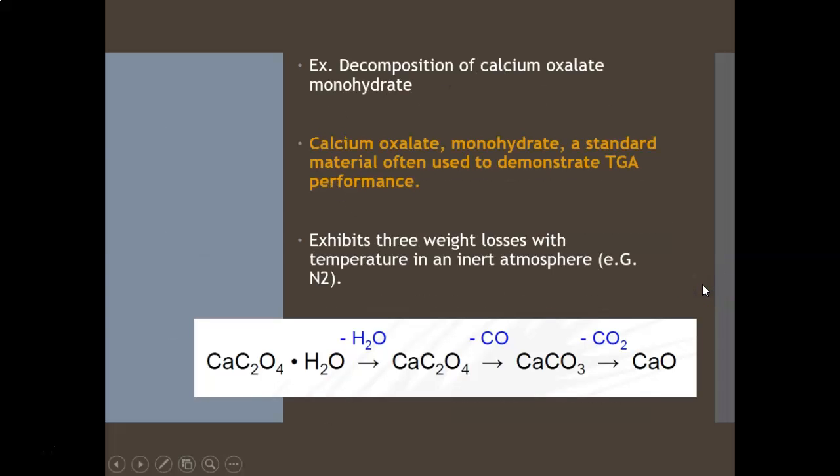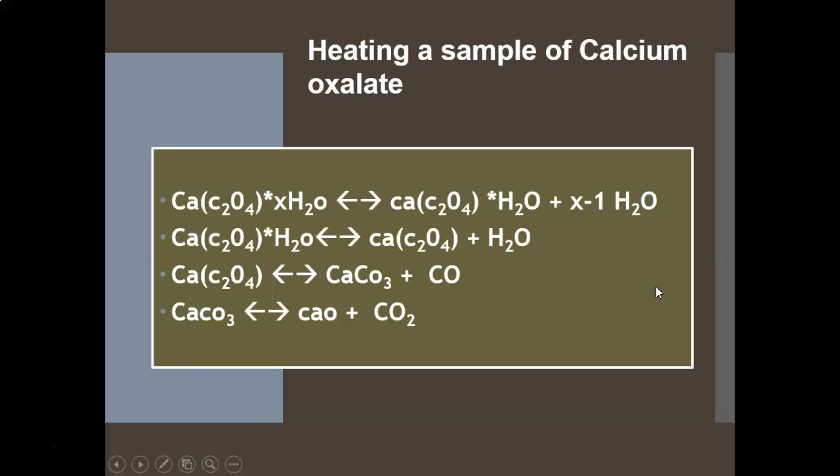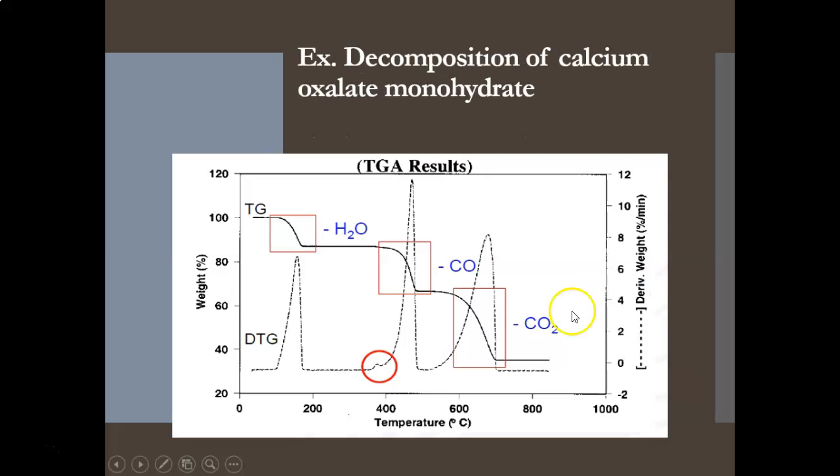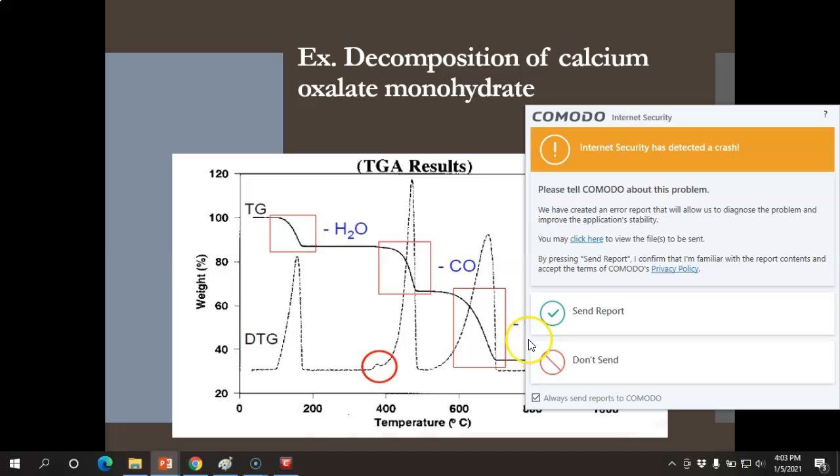Now we look at the example of the decomposition of calcium oxalate monohydrate, which is a standard material often used to demonstrate the TGA performance. During the decomposition process, it exhibits three weight losses with temperature in an inert atmosphere, using nitrogen gas. First, it exhibits the weight loss of the water, and the second one for the carbon monoxide, and the last one the release of the carbon dioxide. Okay, this one is the curve for the release of the water, carbon monoxide, and carbon dioxide.